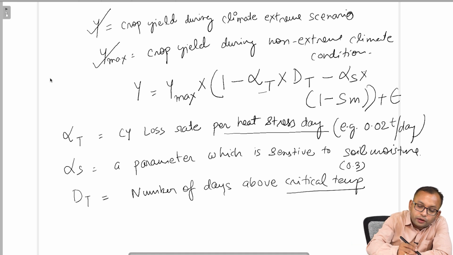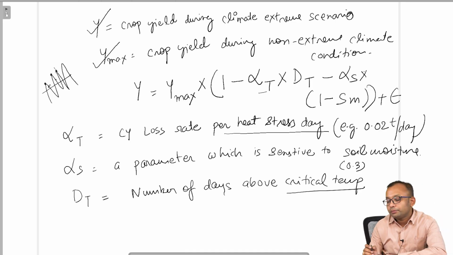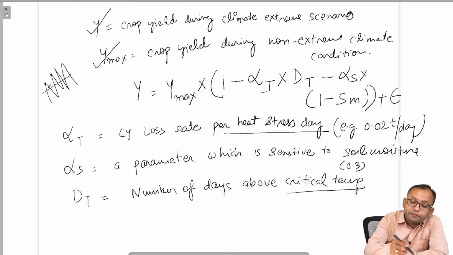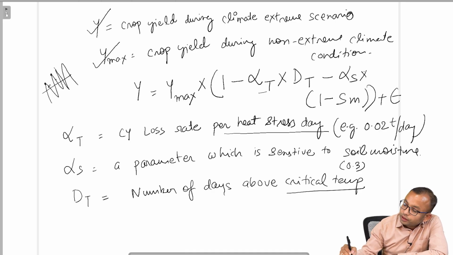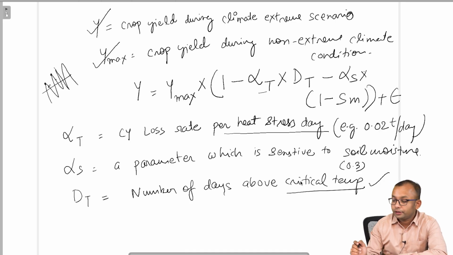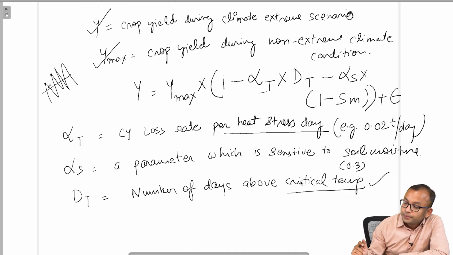So, what do we mean by critical temperature? Let us say we have drawn a particular threshold and we are looking at how many times it is crossing that threshold. That is what we call the critical temperature, number of days. You can count the numbers and calculate the total number of days exceeding the critical temperature or threshold. So, this is dt, alpha s.